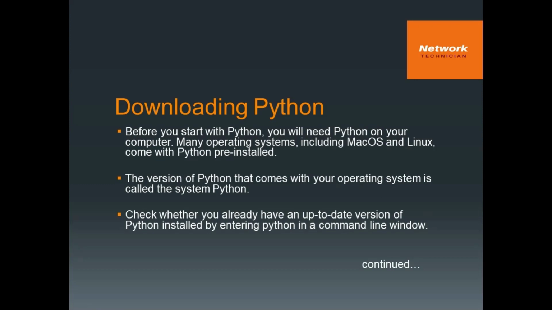Downloading Python. Before you start Python programming, you will need Python installed on your computer. Many operating systems, including Mac OS and Linux, come with Python pre-installed. The version of Python that comes with your operating system is called the System Python. Check whether you already have an up-to-date version of Python installed by entering Python in a command line window.